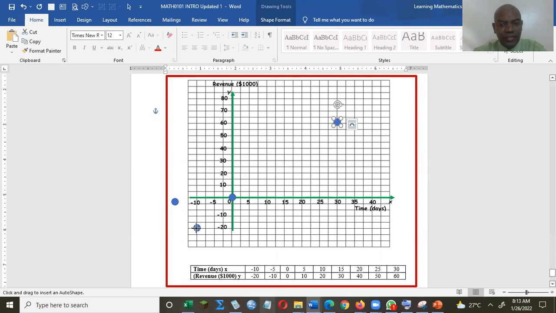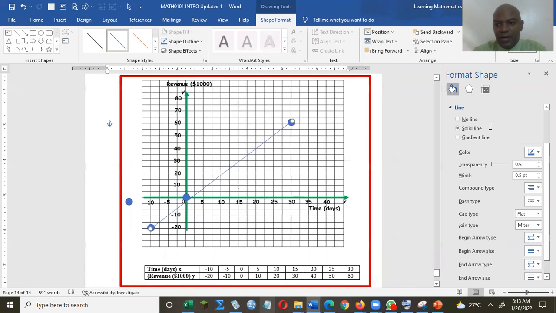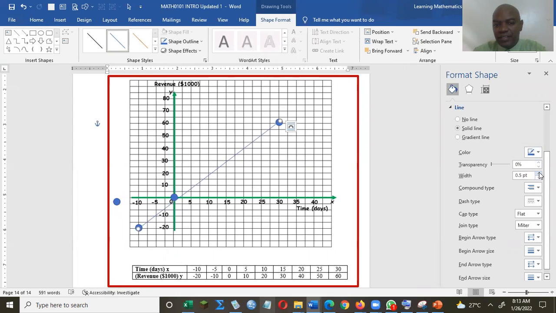All right, so you join with a line, and the line shows you the behavior of the Y-axis, which in that case is revenue. You can put it in bold so that it can be more visible, okay? And here you have it, increase the thickness. So this line shows you the behavior of the revenue as time increases.